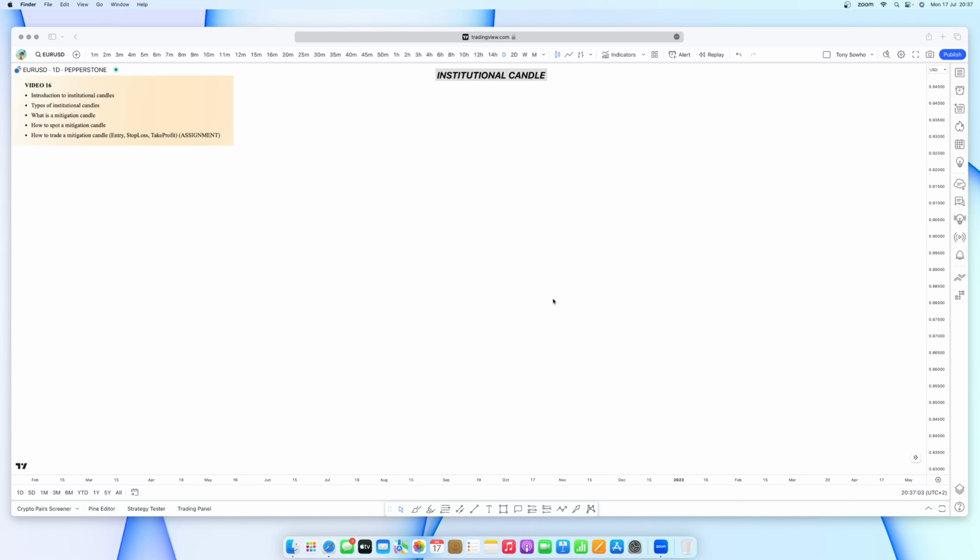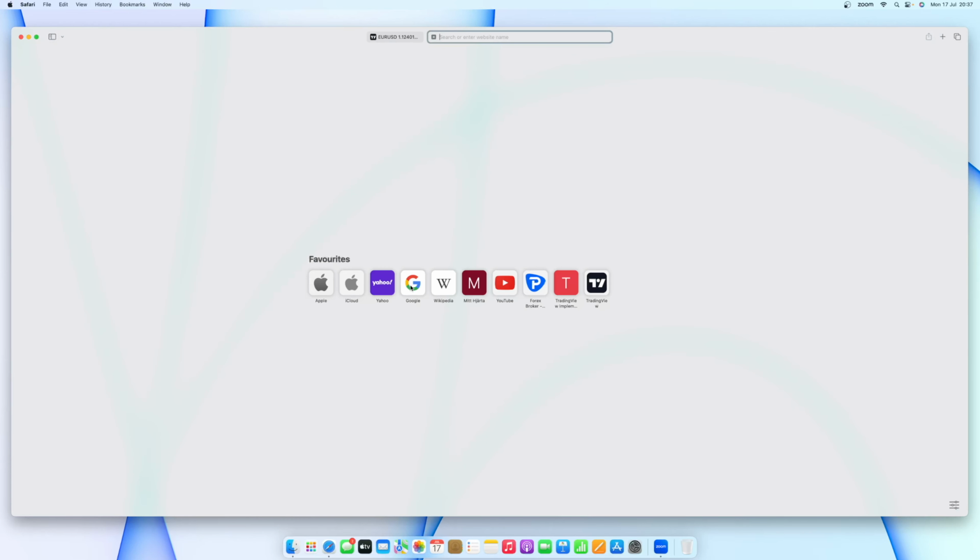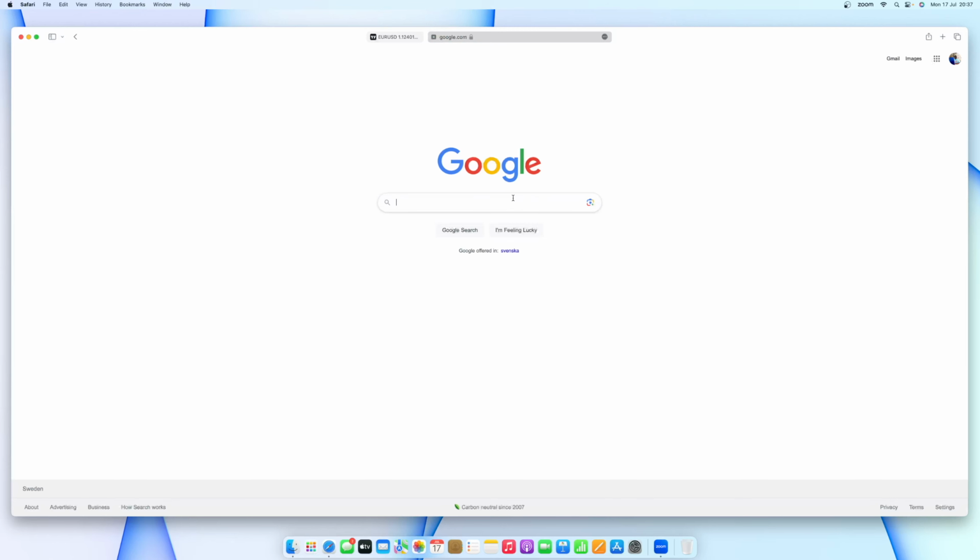All right. So today we are going to be looking at an introduction to the institutional candle. What is an institutional candle? Like I always love to do, let's head over to Google and type it in. I've done it already. What is an institutional candle in Forex?